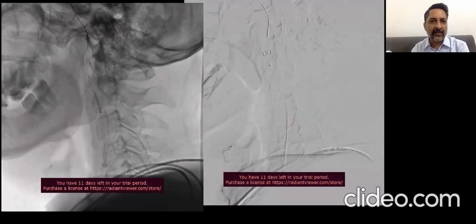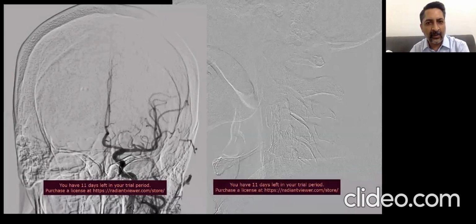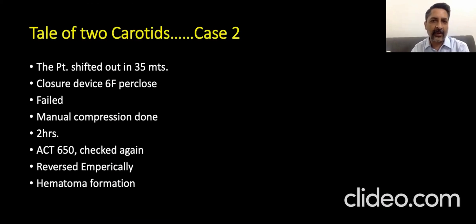And actually this procedure finished in some 20-25 minutes, and we thought we'll do the Perclose closure. But a fellow was doing it and somehow the knot slipped and the mechanical closure at the puncture site we could not do. So we thought, okay, fine, this happens and we'll do compression and this will settle. So we wheeled the patient out in the post-op area of the cath lab and did manual compression. But even after 2 hours, it did not stop at all. It was gushing like anything. Whenever we removed the compression, it was just pouring out.